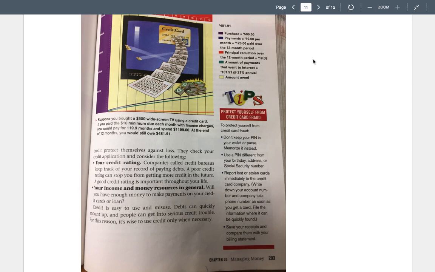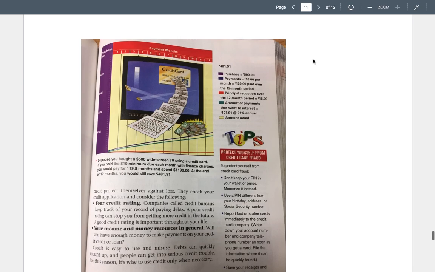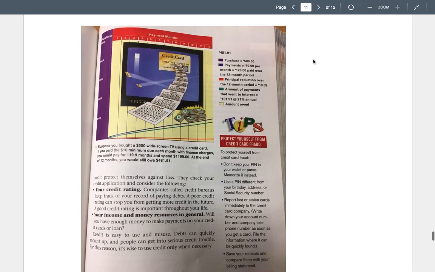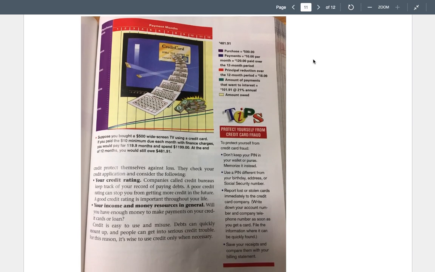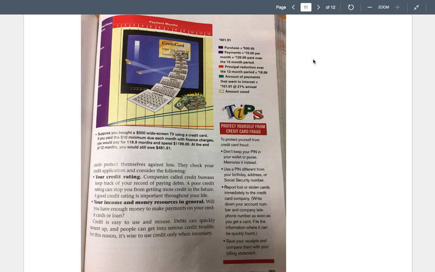Credit is easy to use and misuse. Debts can quickly mount up, and people can get into serious credit trouble. For this reason, it's wise to use credit only when necessary. Only when necessary. Okay. You can see this little chart here. You can study that when you get a second. You can pause the video at the end and look at that chart there. It's kind of interesting about payments, like monthly payments.